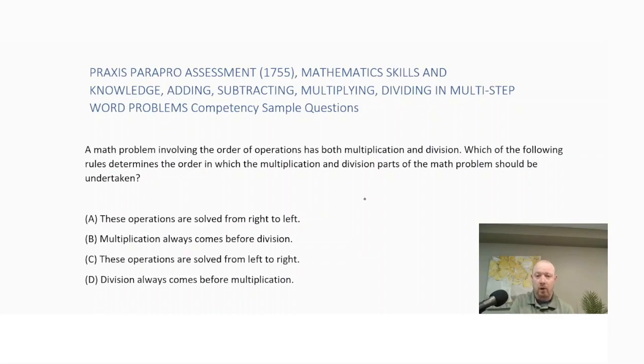All right, so if we follow our rules of PEMDAS, we have parentheses, exponents, multiplication, division, addition, and subtraction. So one thing students struggle with is that our multiplication and division work together. So sometimes division can come before multiplication because we always have to start left to right. So the correct answer here is these operations are solved from left to right, choice C.